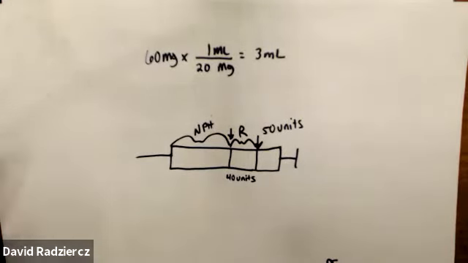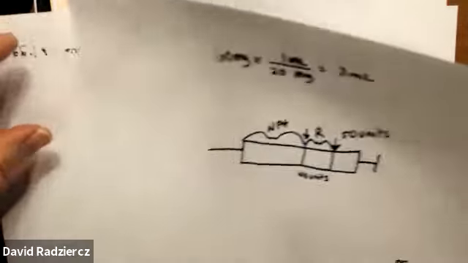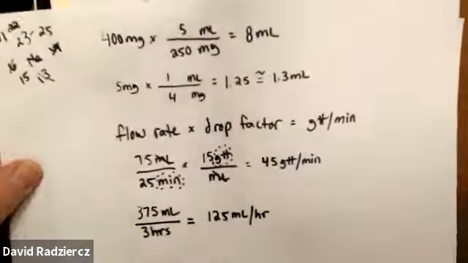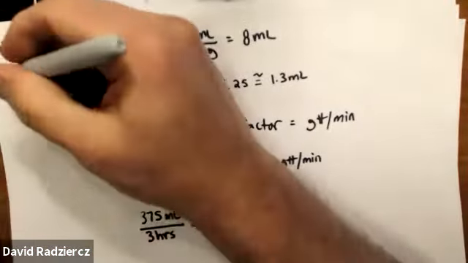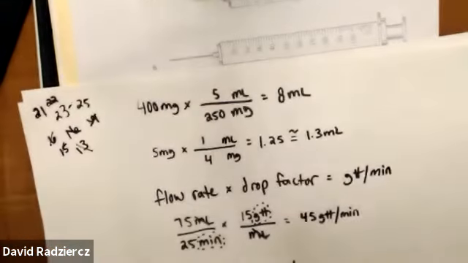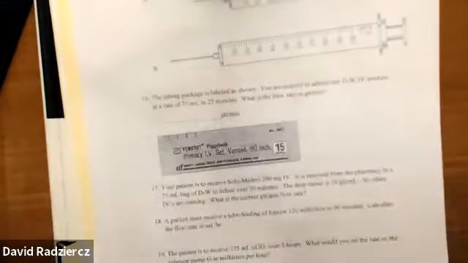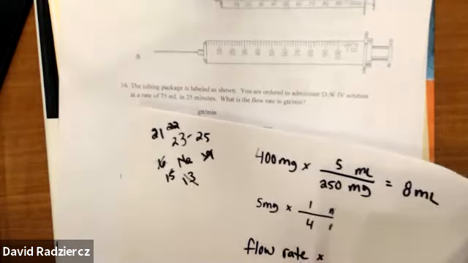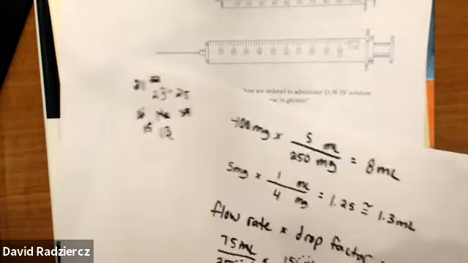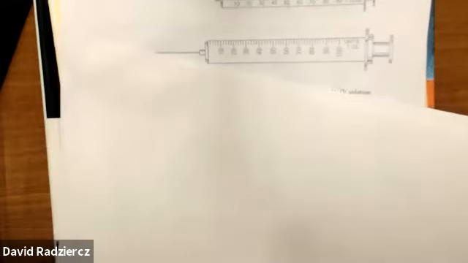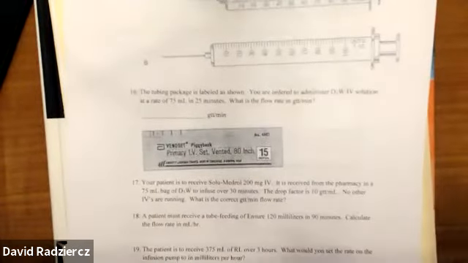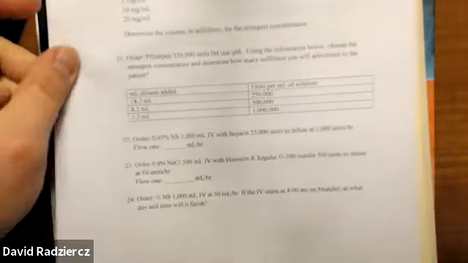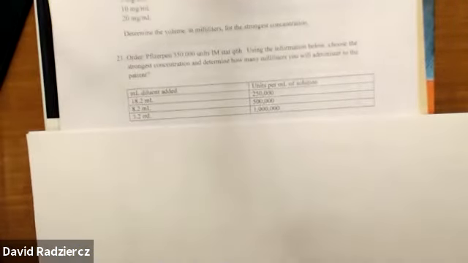Okay, so that was 15. All right, now into the questions in the 20s. I'm gonna get a new piece of paper here. All right, 21.